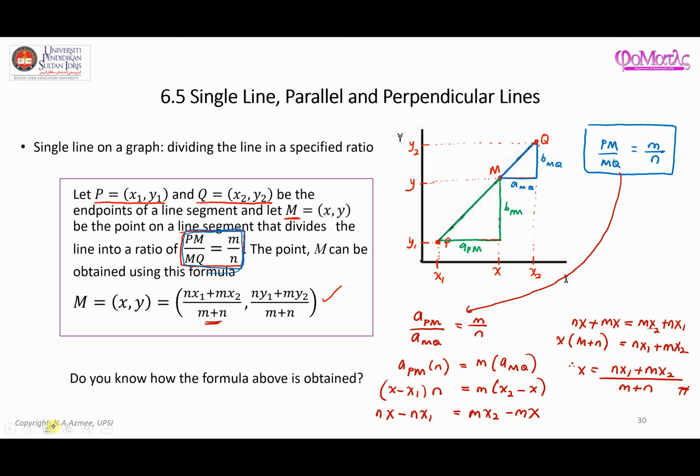Now in the same manner, you can consider finding the value for y, by having a starting point where B_PM over B_MQ must be in the same ratio as m over n, and you can continue in the same manner as given here for finding x. So you can follow the steps here and I'm sure you will reach the same conclusion as given here.